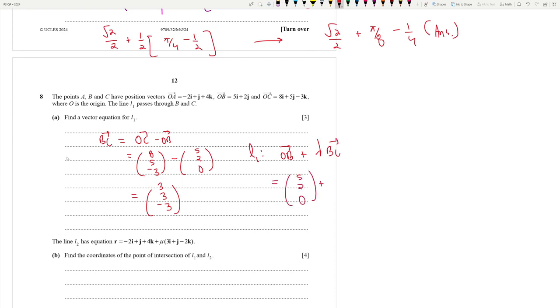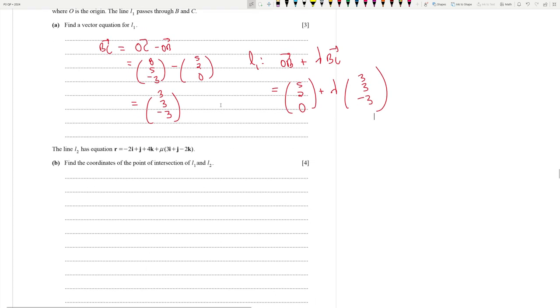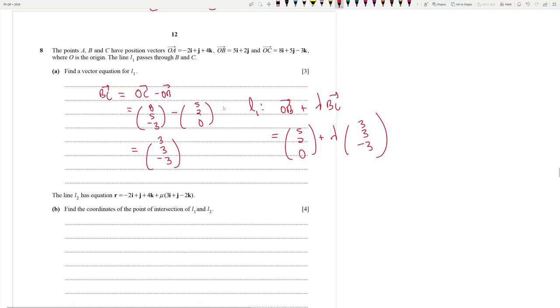So 5, 2, 0 plus lambda 3, 3, minus 3. This is it, right? You could take the 3 out. That's also fine. That's totally okay. You could just write 5, 2, 0 plus lambda 1, 1, minus 1. That's okay. The line 2 has the equation given. Find the coordinates of the point of intersection. Alright. So this is the equation for line 2. It is minus 2, 1, 4 plus mu 3, 1, minus 2.